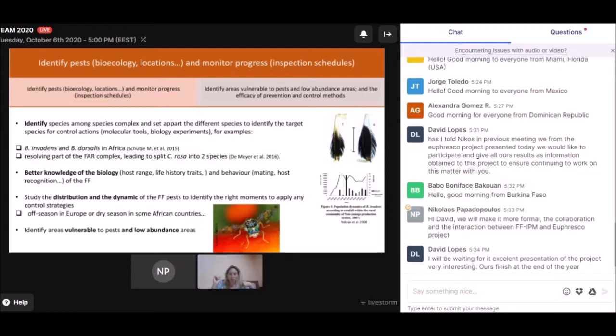Then, after knowing all this, you also have to identify vulnerable areas where it is very important to fight more, but also low abundance areas that will be targeted for growing crops, to prevent more invasions. So all these data are very important and are the first step for a really good IPM program.